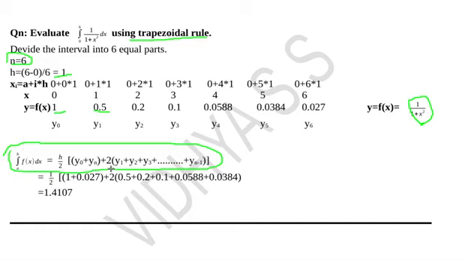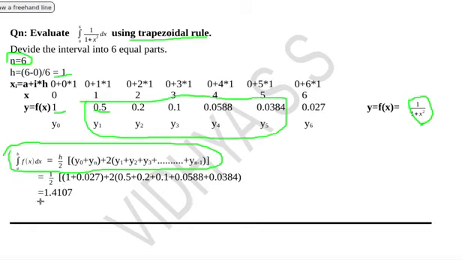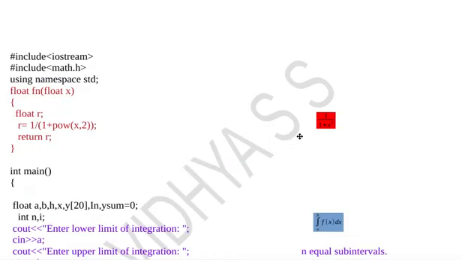So remove the first and last term and take the sum of all other terms. So y1 to y5. After evaluating this equation, I have got the value 1.4107. This is how we can do the definite integral: find the value of this integral using trapezoidal rule. This is about the problem. Hope you understand. Now let's move on to the program.